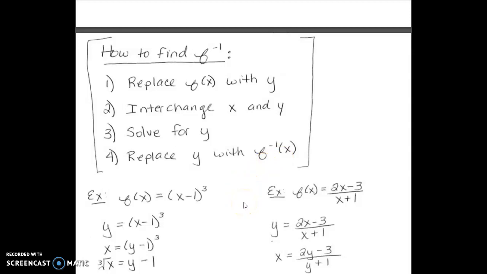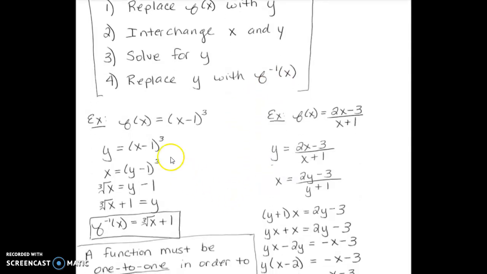So we're going to do 2 examples. Our first example, f of x equals (x minus 1) cubed. So step 1 says replace f of x with y. So we're going to write y equals (x minus 1) cubed. Second step, interchange x and y. So the y becomes an x and the x becomes a y. Everything else stays the same.